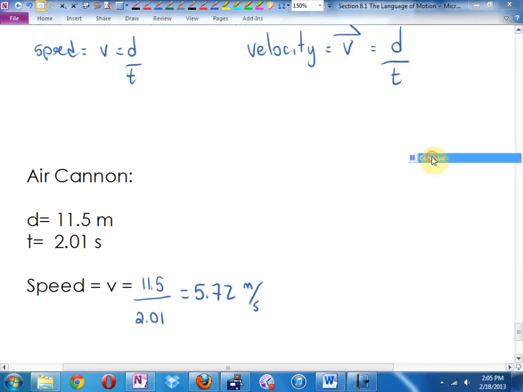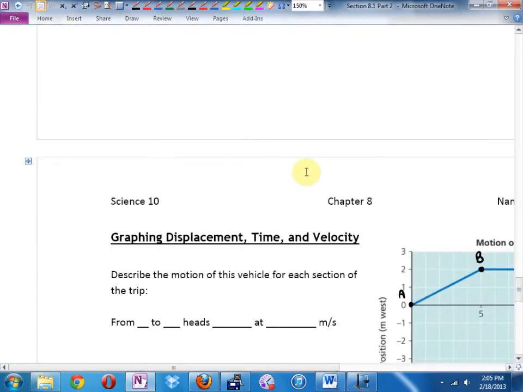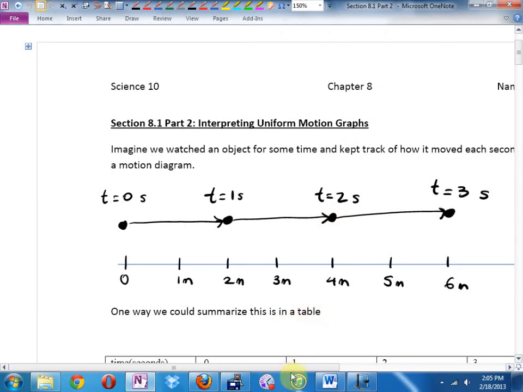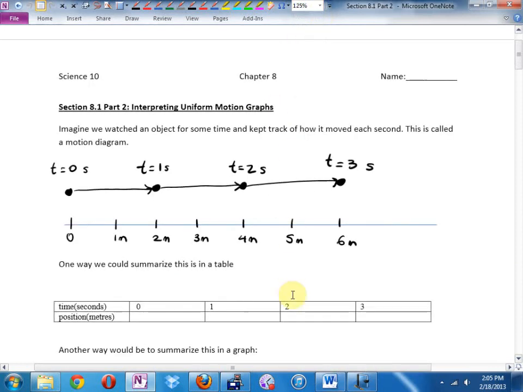Let's apply this. Lesson part 2. Graphs. Imagine we watched an object for some time and we kept track of how it moved each second. This is called a motion diagram. I've drawn you one here. I free-handed it so it's not terribly neat. At time 0, where were we? 0.